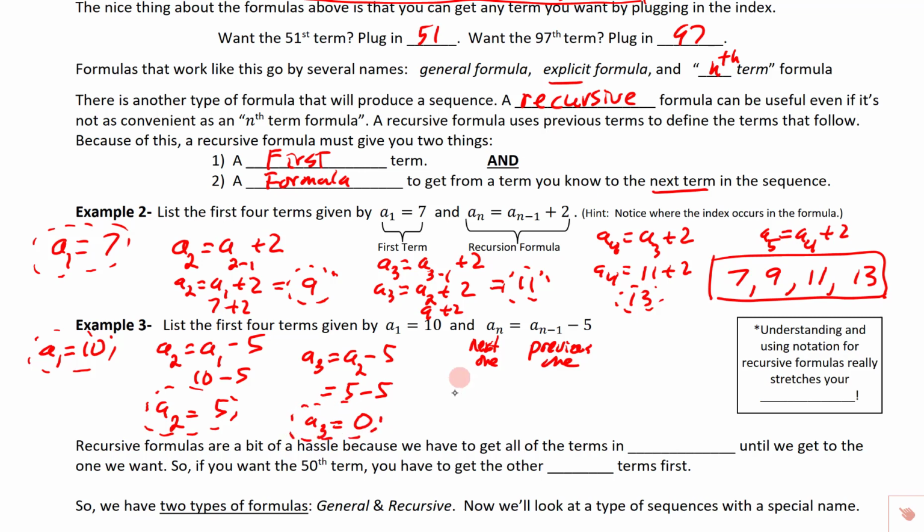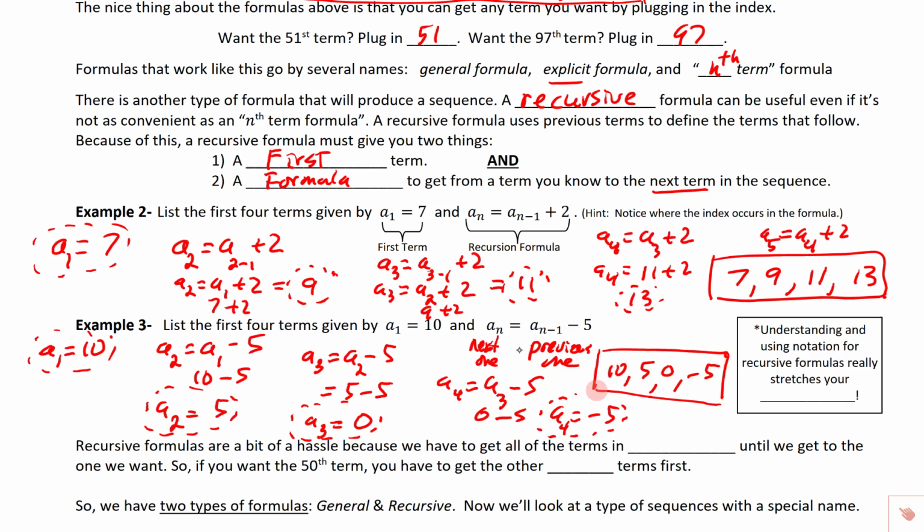So we've got 3 of them, and now we just want to find the last one. So let's find a sub 4. Remember, this is the fourth one. So again, we say a sub 4. What we're really talking about is just the fourth one if we talk like normal people. So the fourth one is going to be the one before it, so that's a sub 3, and then we're going to subtract 5. So this is going to be 0 minus 5, which gives us negative 5. So there are the 4 terms. I'm just going to write down a 10, a 5, a 0, and a negative 5. And that's going to be our sequence. Those are the first 4 terms of the sequence defined by this one right here.